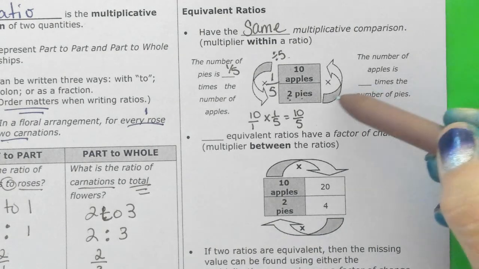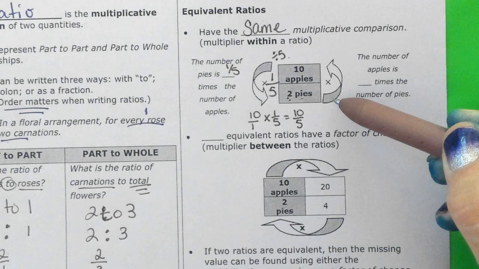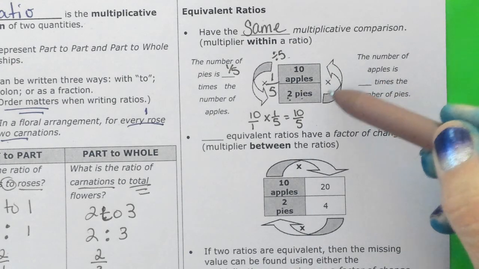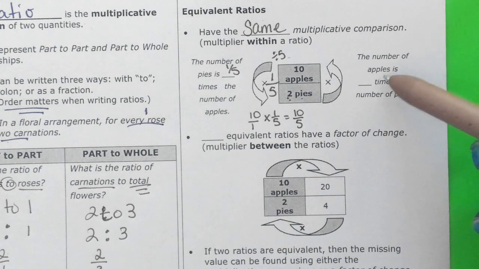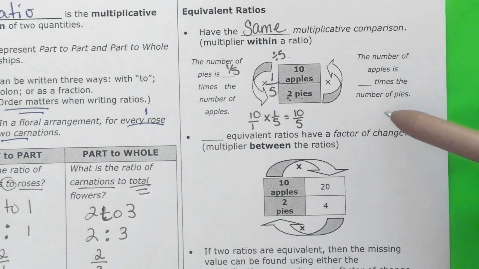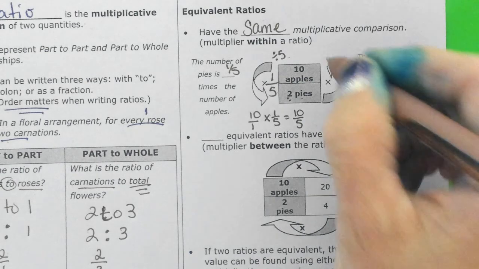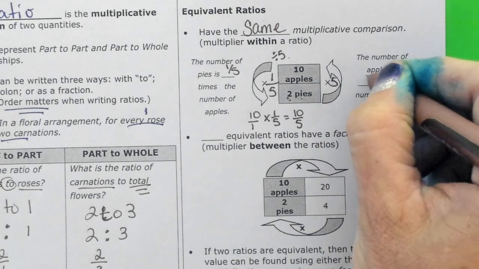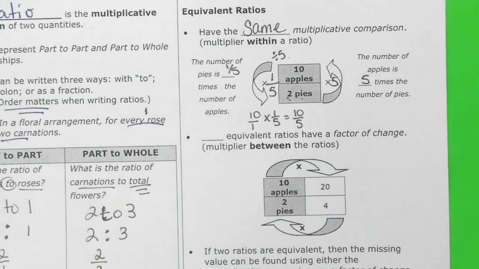Okay, over on this side, to get from the number of pies up to the apples, we're getting bigger. So the number of apples is bigger than the number of pies. How many times bigger? That would be 5 times bigger. So we're going to put a 5 there and there. All right, down to the next one.